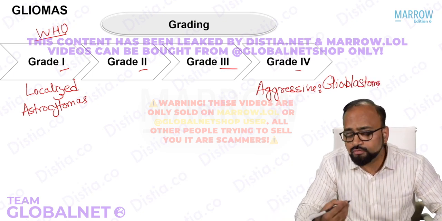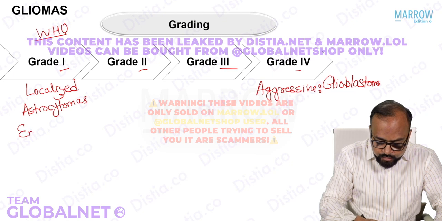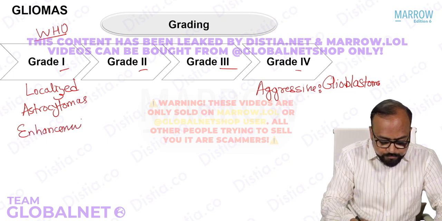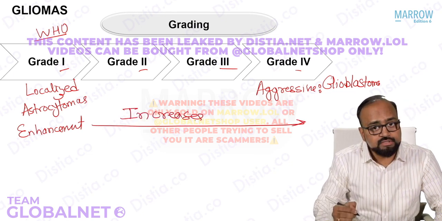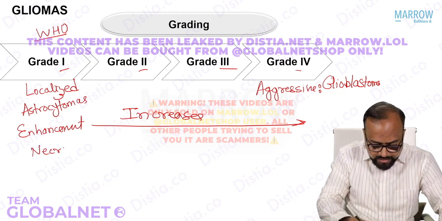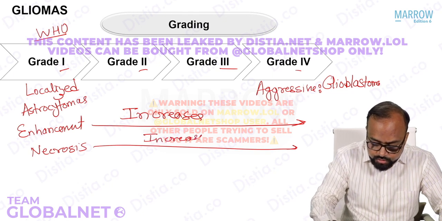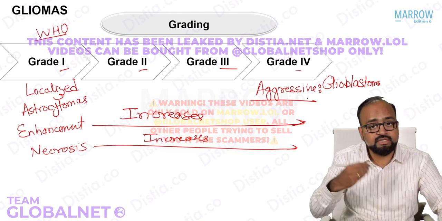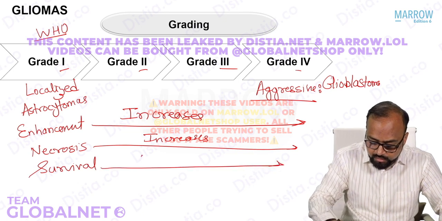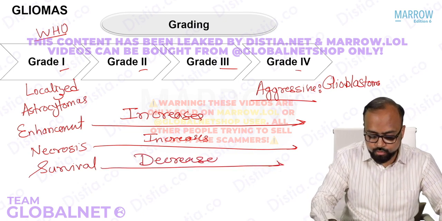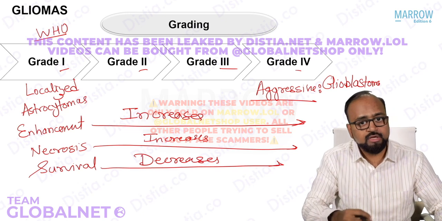Now what changes therefore when we go from grade 1 to grade 4? As we go from grade 1 to grade 4, the enhancement of the tumor increases. Along with this, the necrosis also increases. And because the aggressiveness is increasing, the enhancement is increasing, necrosis is increasing, the overall survival decreases as we go from grade 1 to grade 4. Now in this, you will be asked certain specific types of tumors, and therefore we will be discussing them.